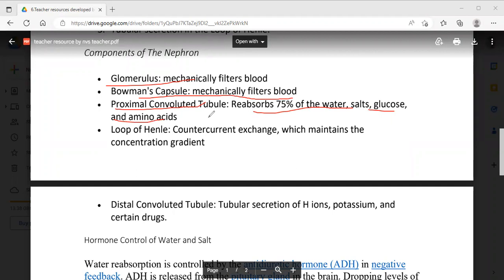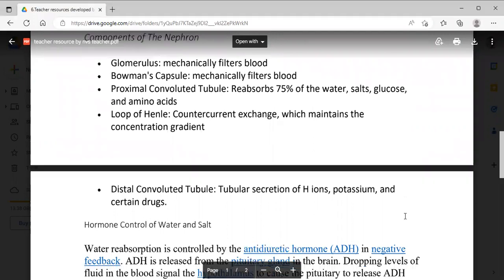Loop of Henle यहाँ counter current system के exchange की वजह से concentration gradient maintain कर रहा है. Distal convoluted tubule का work है tubular secretion of H ions, potassium ions and certain drugs. So distal convoluted tubule will be doing secretion of hydrogen ions, potassium ions and certain drugs.